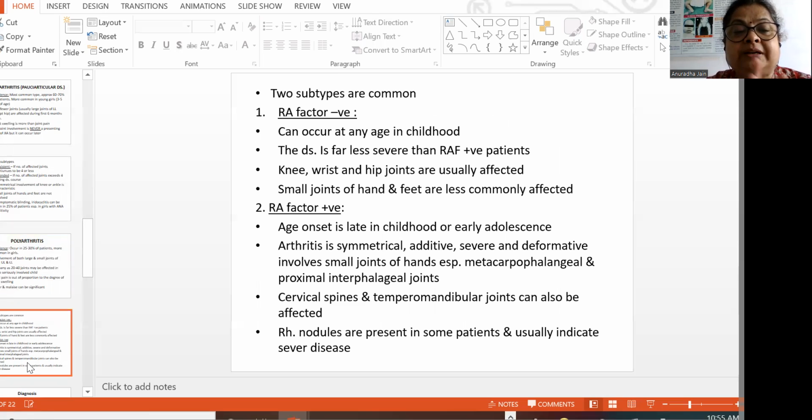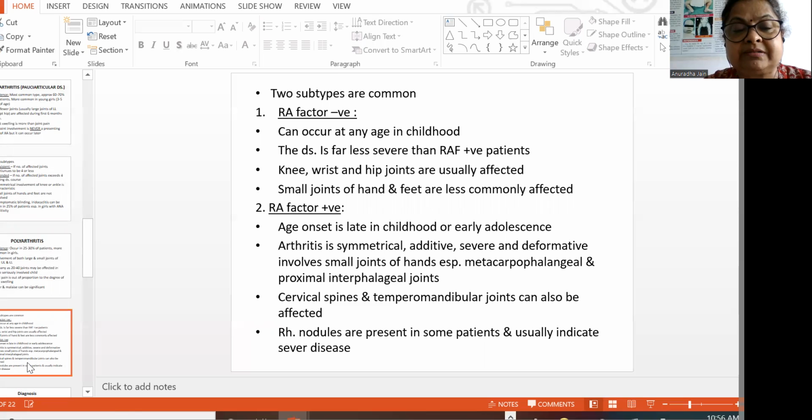Two subtypes are common. First is RA factor positive and second is RA factor negative. What is RA factor negative? It can occur at any age in childhood. The disease is far less severe than in RA positive patients. Then knee, wrist, and hip joints are usually affected, and small joints of hand and feet are less commonly affected.